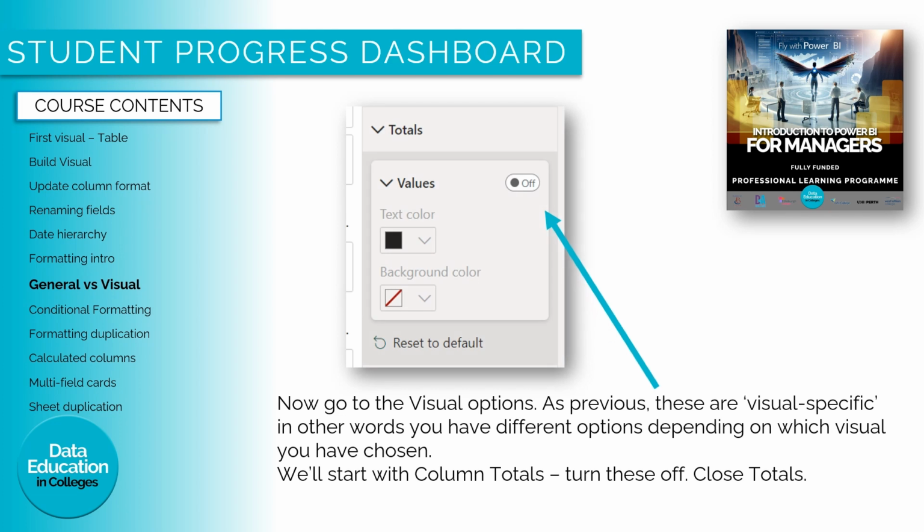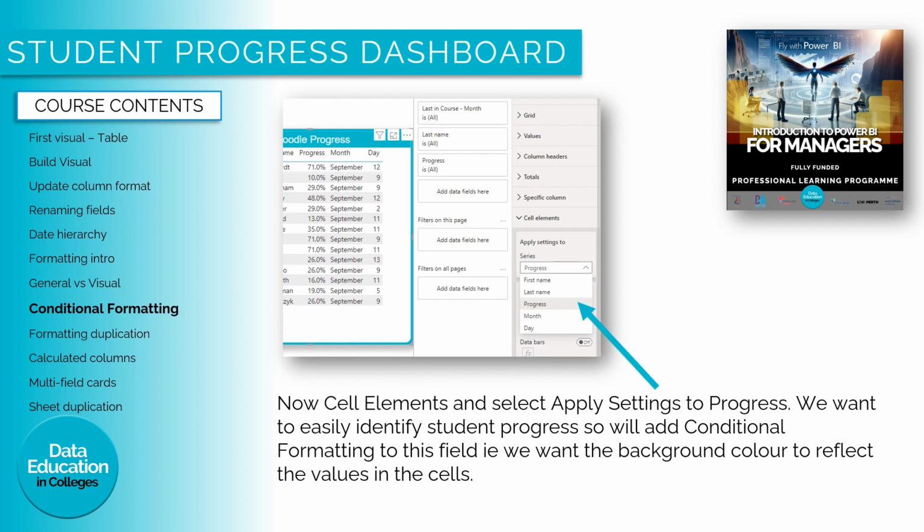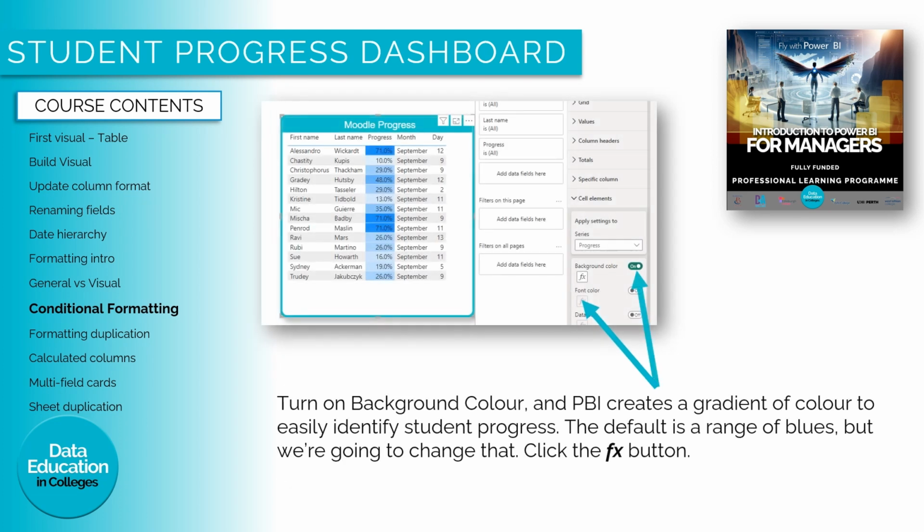Now in the visual options, we don't need column totals, so just turn them off. Now cell elements and apply settings to and choose progress. We're going to add conditional formatting to that column to really show off which students are doing which on their progress. Turn on background colour and you'll get an automatic gradient of blues, but we're going to update that. Click that FX button.